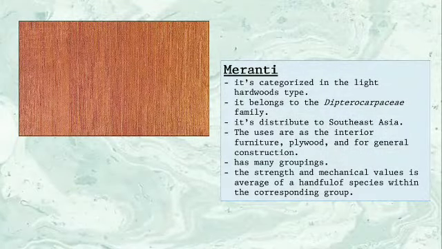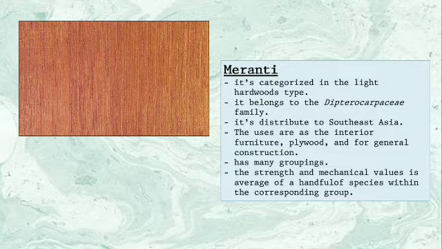It is one of the examples of light hardwoods. It is in the same family as Balau, the Dipterocarpaceae family. It has many groupings such as light red Meranti, dark red Meranti, white Meranti, yellow Meranti, and Balau.